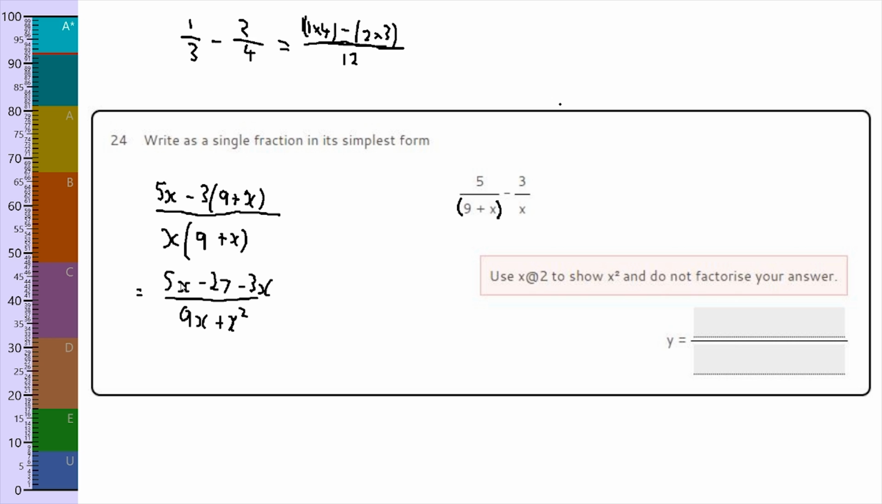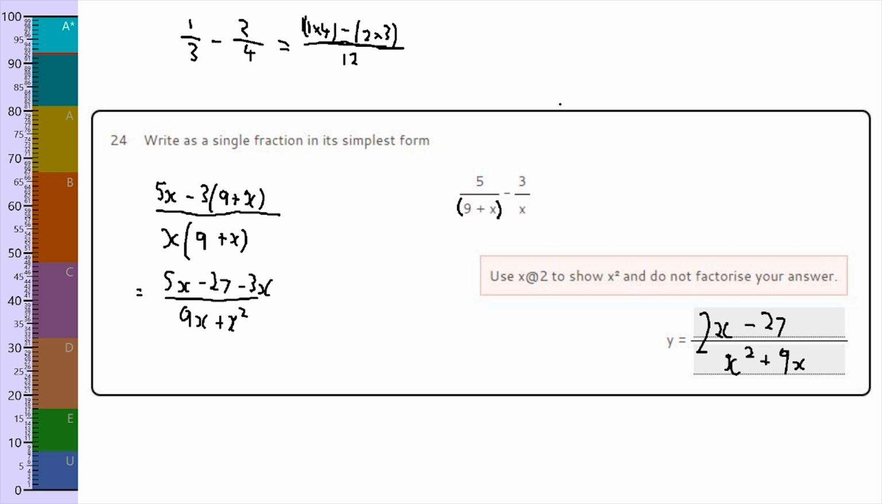So the top will become 5x take away 3x, which is 2x, take away 27, and then I'm going to put the x squared first, why not, x squared plus 9x, and that's going to be my answer. I don't have to show it as x2 because I can actually draw a square. That's the wonders of pen and paper. And that's it. That's all you have to do. And that's algebraic fractions, adding and subtracting.